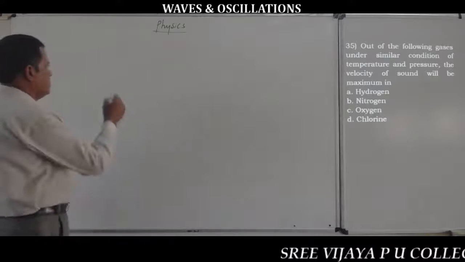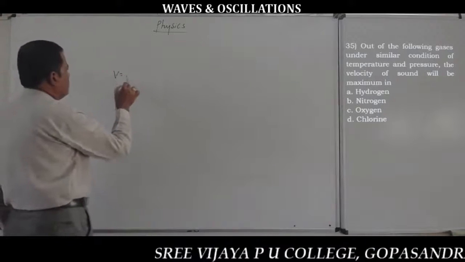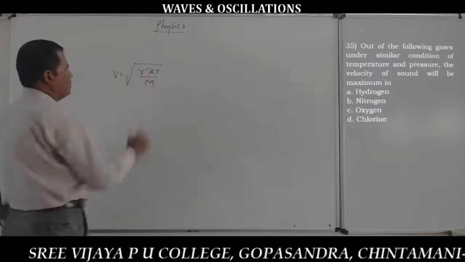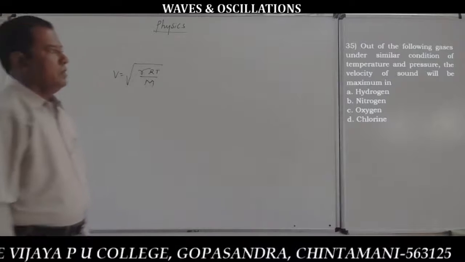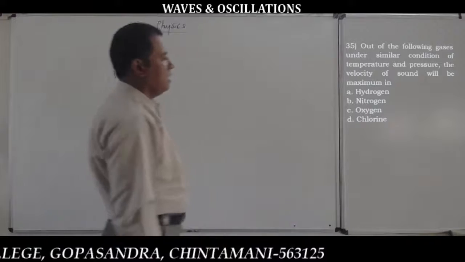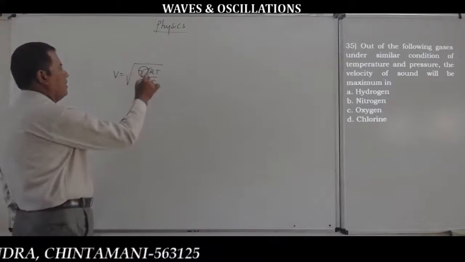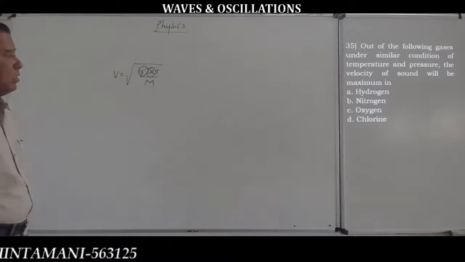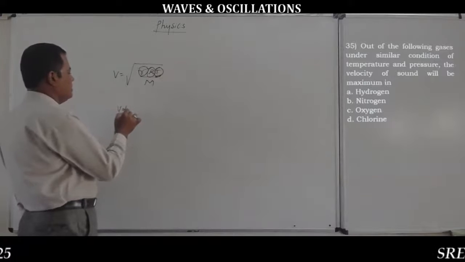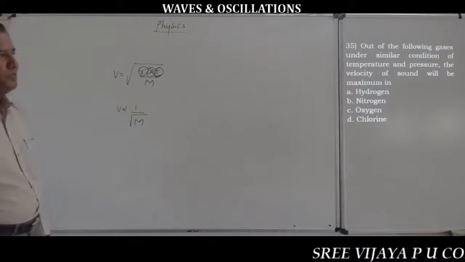So just consider the same little relation. V is equal to square root of gamma RT by M. All are diatomic gases, that is hydrogen, nitrogen, oxygen and chlorine. Gamma remains same. R is universal gas constant. R remains same. At same temperature, T also remains same. So therefore, V is inversely proportional to square root of the mass.